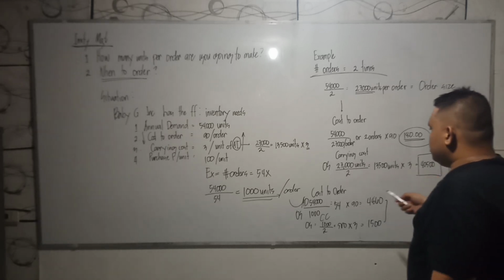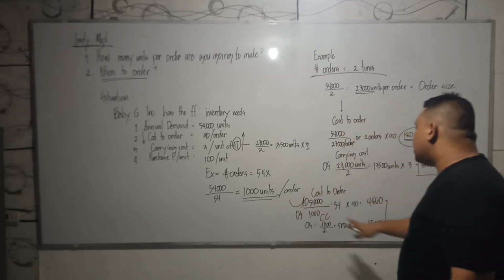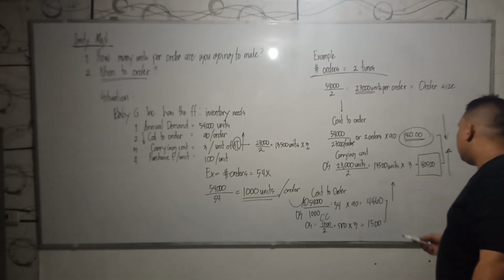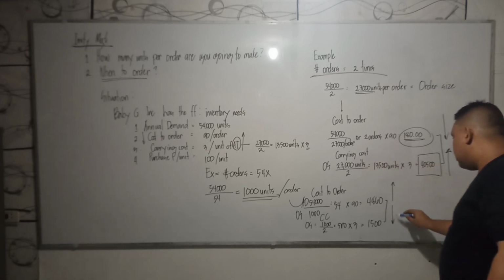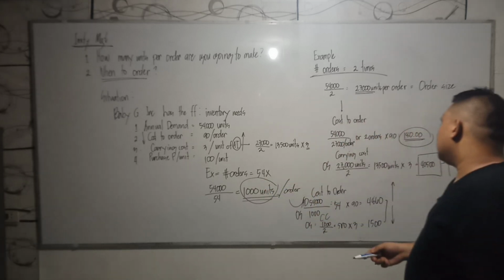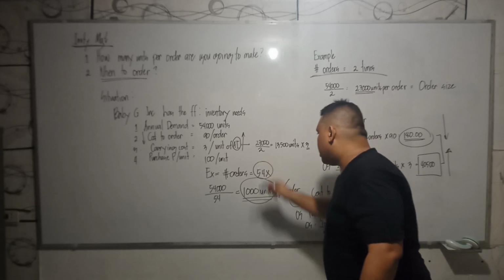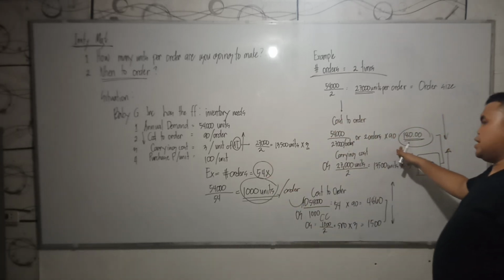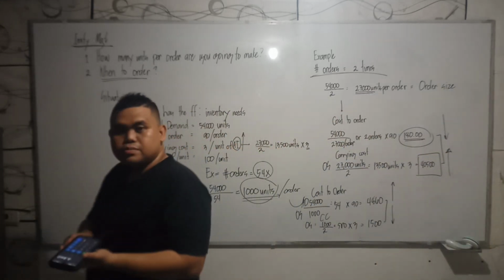Now, this is much better, right? However, this is not the most optimum. As you can see, from 180, it became higher. And then the carrying cost became lower, because your order size became lower. And this became higher because the number of orders that you have decided on became higher. So again, this is much better than this one. However, that is not the most optimum solution.